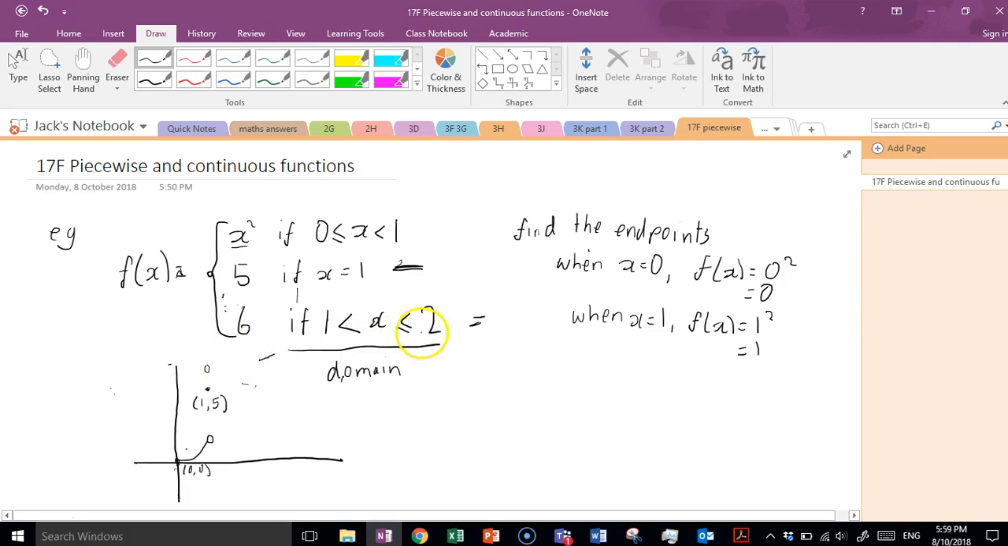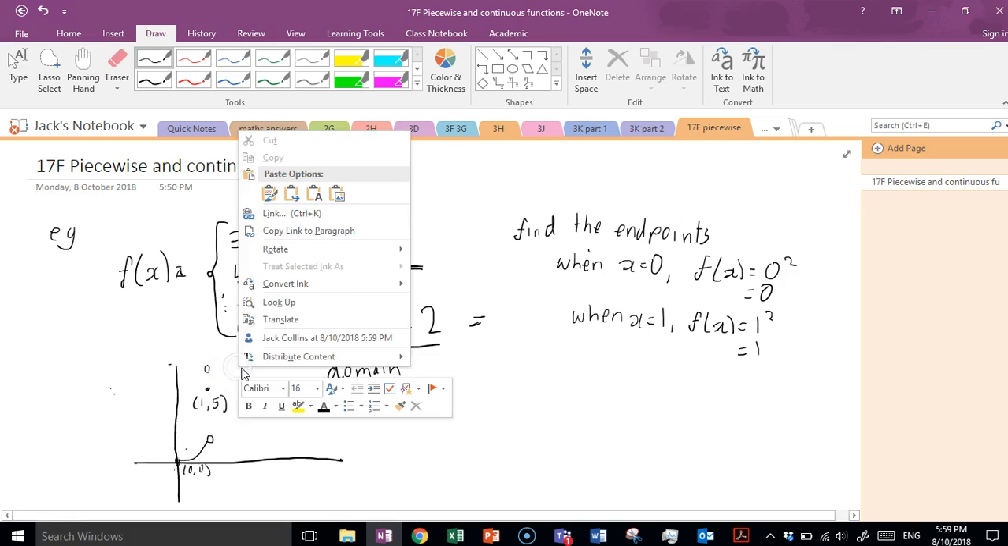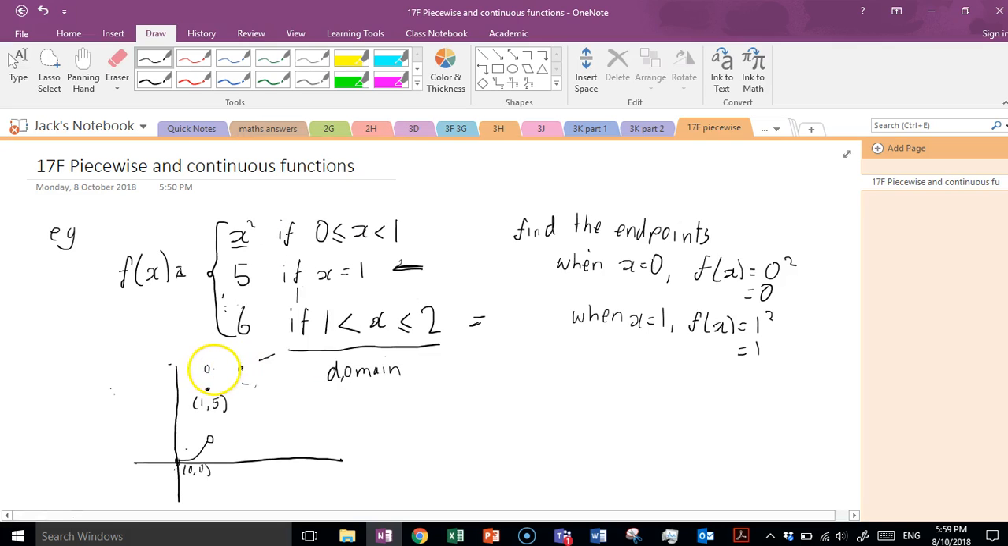And then when x is equal to 2, y is also equal to 6. Okay, so we just do a closed circle there, and then f of x is equal to 6 is just a straight line there. Okay, so all you need to do is find each of the endpoints and then graph in between according to what type of graph it is.